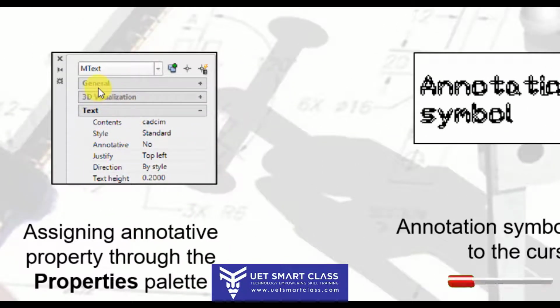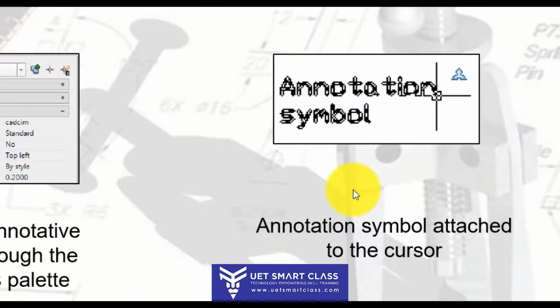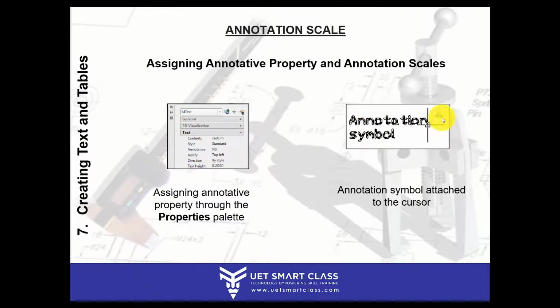You can go into General and change the line type scale, or if it is a text, you can change the properties of the text. Like in this figure, annotative is No. If it is Yes, it will automatically capture the scale. Whenever you invoke annotative objects in your drawing, this annotation symbol is attached to the cursor if your automated annotation scale is on. Here, with this text, this is the symbol of annotation.